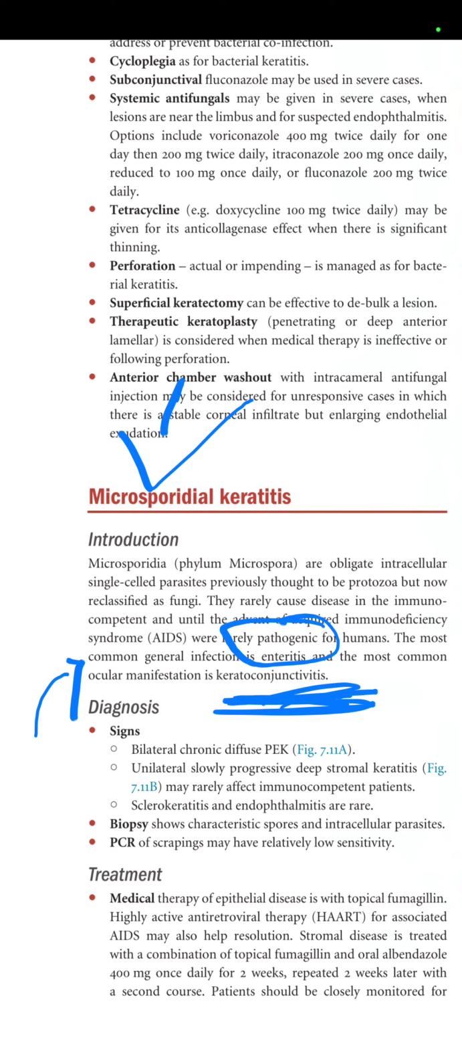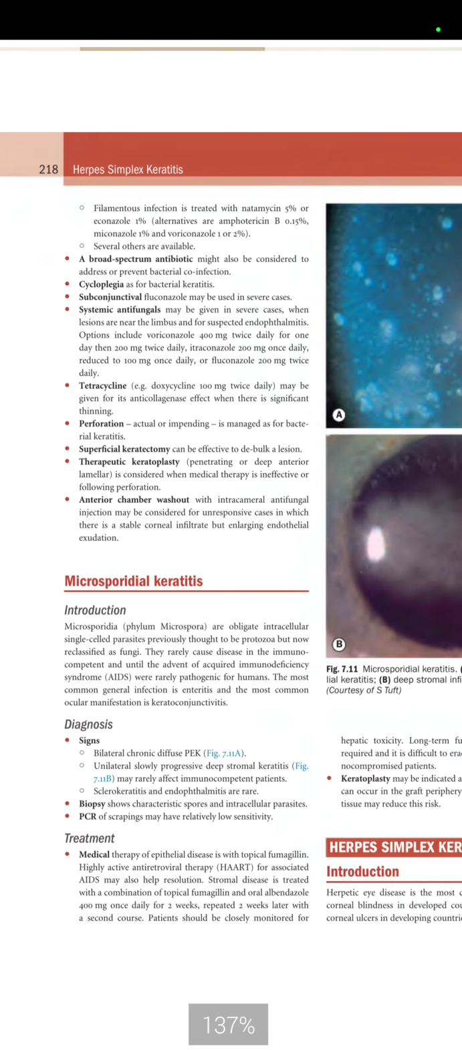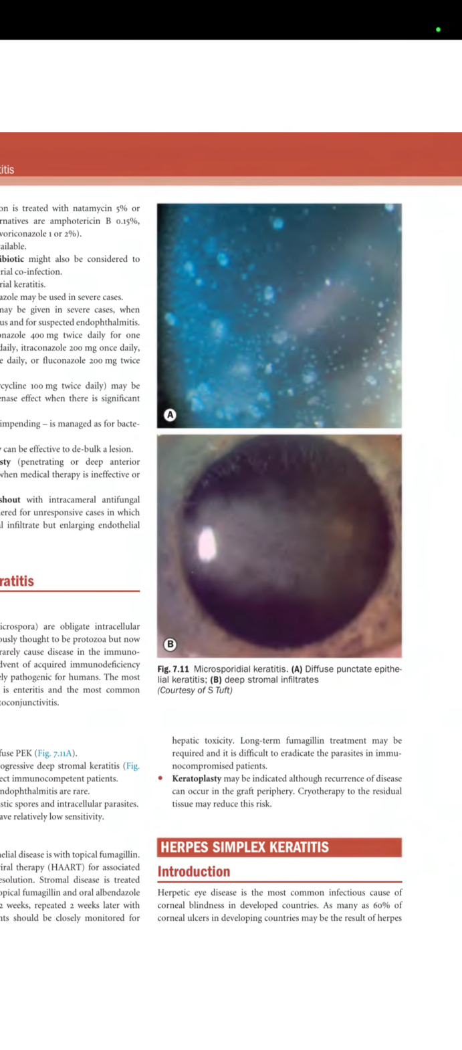So what are the signs? Signs are bilateral chronic diffuse PEE, punctate epithelial keratitis. So you can see figure 7.11a. PEE is basically the swollen epithelial cells. So you can see the diffuse punctate epithelial erosions. These are usually bilateral.